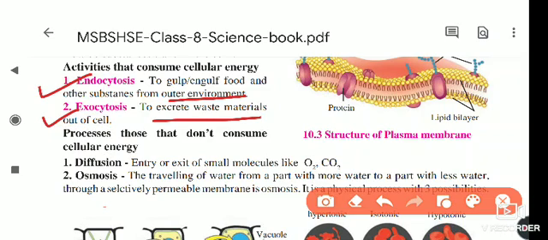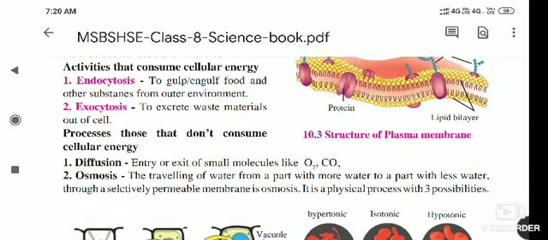Just as in our body we take food and do excretion, plants also do the same processes, and these processes are called endocytosis, that is to take food inside the body, and exocytosis means to do the excretion. Now, which processes don't consume cellular energy? These two processes, endocytosis and exocytosis, consume cellular energy. And some processes don't consume cellular energy.